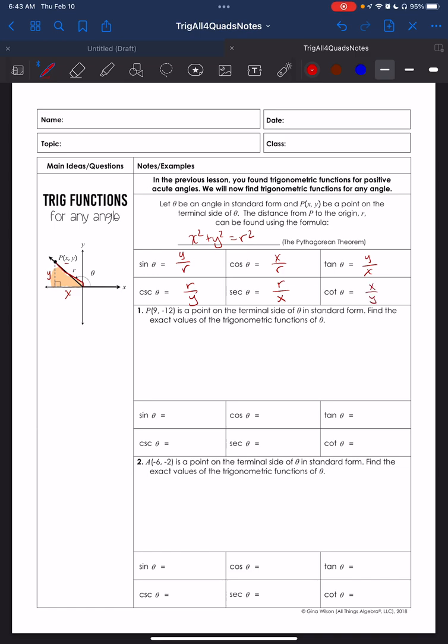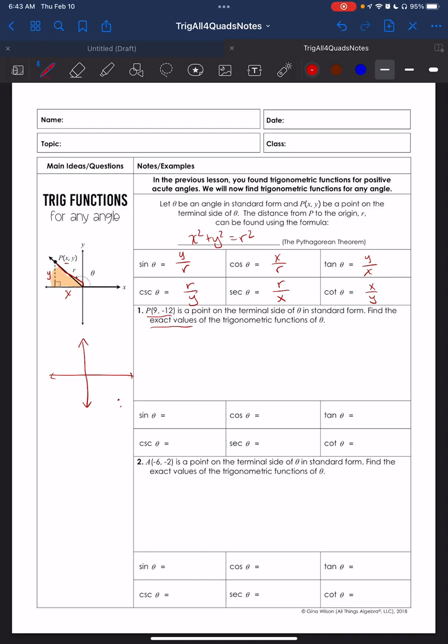So let's do a couple examples. These should not involve using any kind of trig functions on your calculator because we're finding exact values. In this example, we're going to look at the point P is 9, negative 12. So I'm going to start by sketching in that point and drawing in the angle. The point 9, negative 12 should be roughly down here somewhere. We don't have to be too careful about the scale.